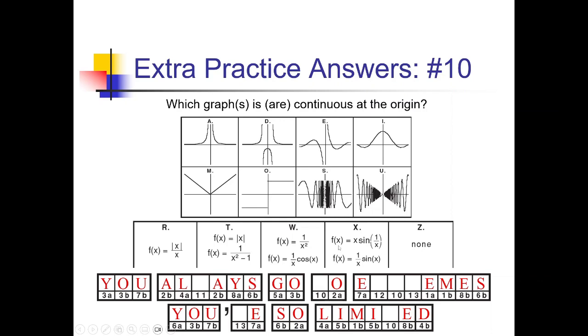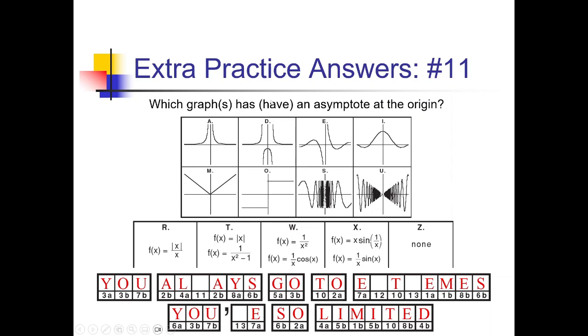So let's look at the algebraic versions of these. This one, R, this was the jump. This one doesn't work. T was the absolute value, and then this other one up here, D, so that seems like it's a good choice. W, you're doing 1 over 0. That doesn't work. X, you have a 1 over 0 going on. So I'm thinking T is our best answer. So let's put that in 10 right here, here, and down here.